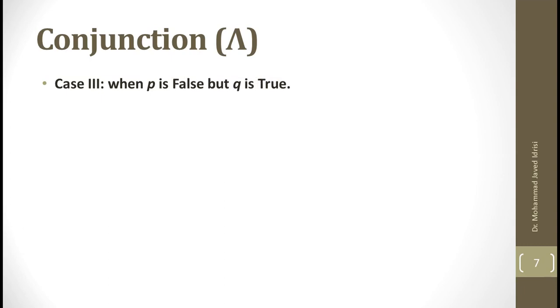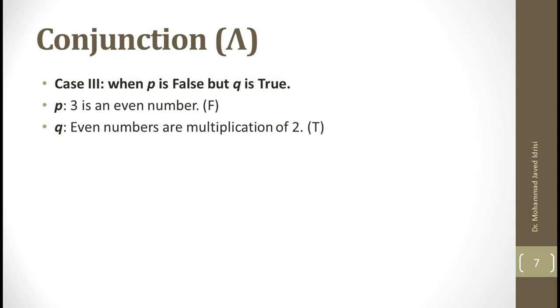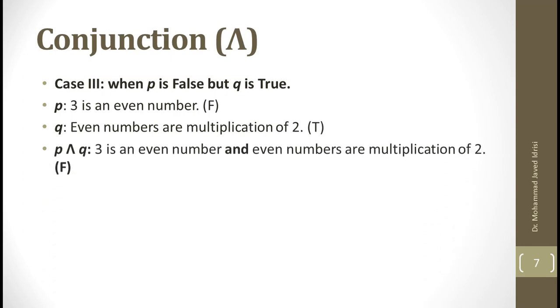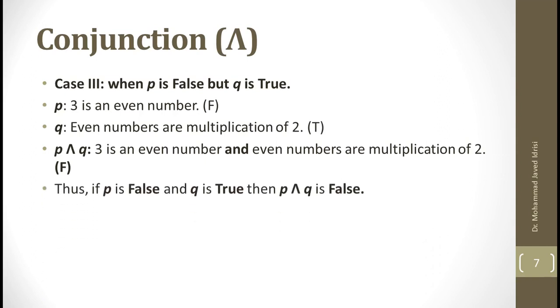In case 3, we consider P is false but Q is true. Here we take P as 3 is an even number, which is a false proposition, and Q, even numbers are multiplication of 2, which is a true proposition. When we combine these P and Q, we have 3 is an even number and even numbers are multiplication of 2, which is a false proposition. So the conjunction P and Q is false if P is false and Q is true.